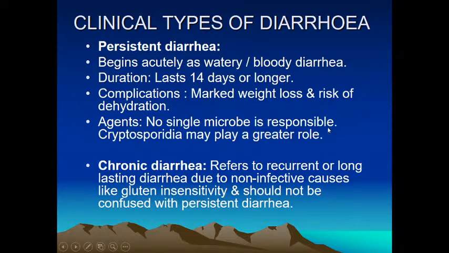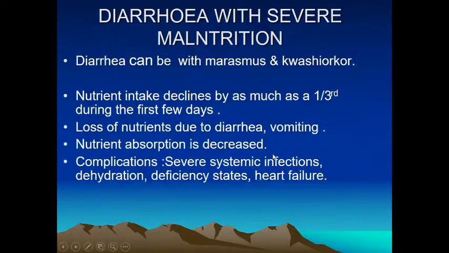A large number of microbes and viruses can be involved. Cryptosporidia may play a greater role because it is common in persistent diarrhea. Chronic is when you have recurrent bouts of diarrhea or long-lasting diarrhea. These may be due to non-infective causes. You've nowadays got irritable bowel syndrome and various other problems, gluten insensitivity, which can be confused with persistent diarrhea. So a good investigation is necessary.